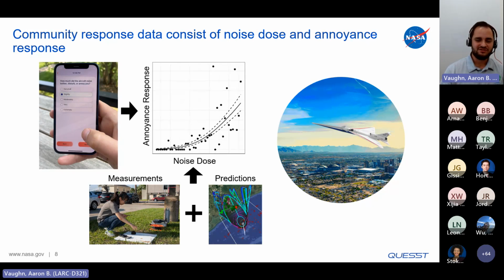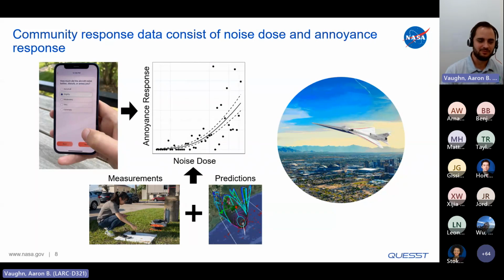And then for each individual flyover event, we will also assign them a noise dose, which is essentially the sound level, how loud that flyover event was. And this is going to be assigned to each participant based on their location, which we'll gather from that survey. And the levels are going to be assigned based off of ground-based microphone measurements that are going to be in the field. We're not going to be placing a microphone at each individual participant's location. We're not going to have a microphone on their shoulder.